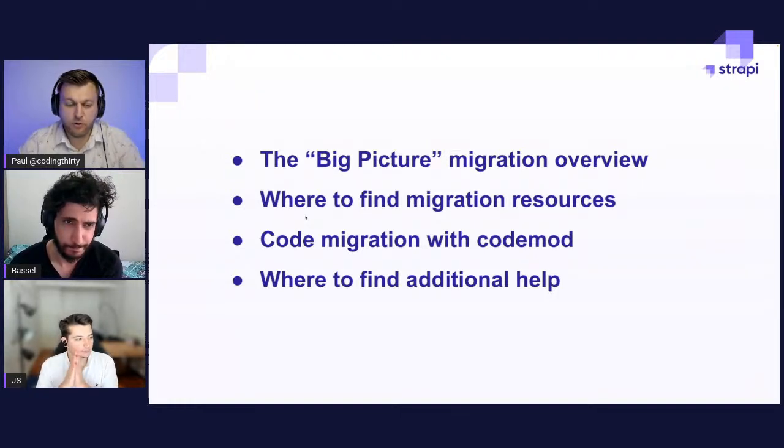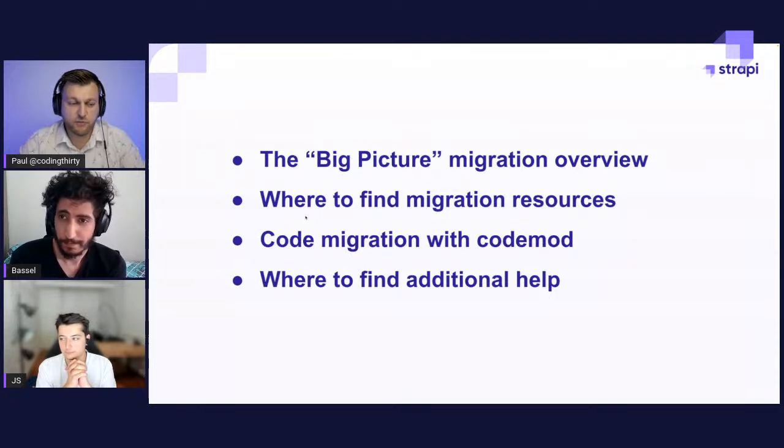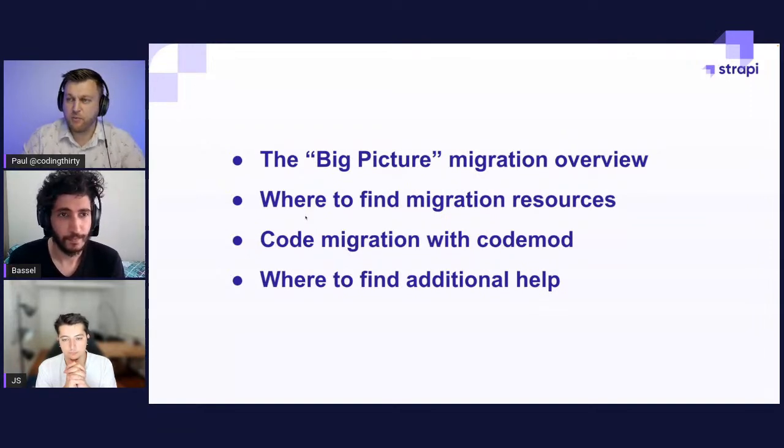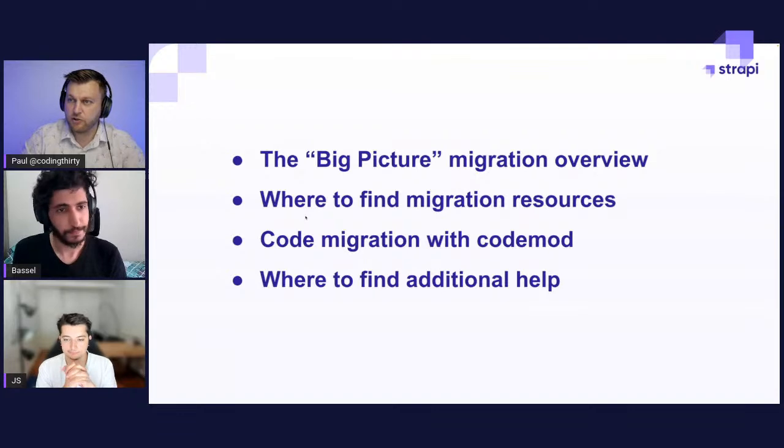We're going to talk about the big picture migration overview. Obviously, we're going to point to all the resources that we already have available, but the goal of this stream is also, put your questions in the comments, to get ideas for additional resources or questions that you may have around the migration process. Then we're going to use codemod to show you how you can use that tool to help you start the process. And again, we're going to talk about finding additional help, because we have an amazing Discord channel where you can join and ask questions.